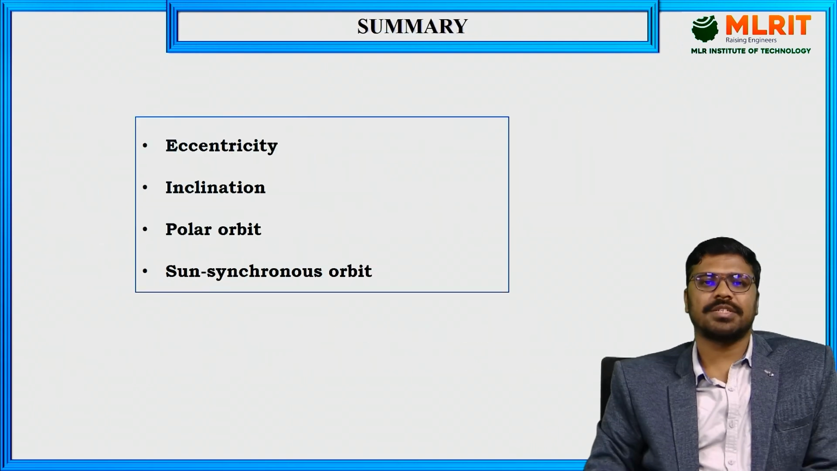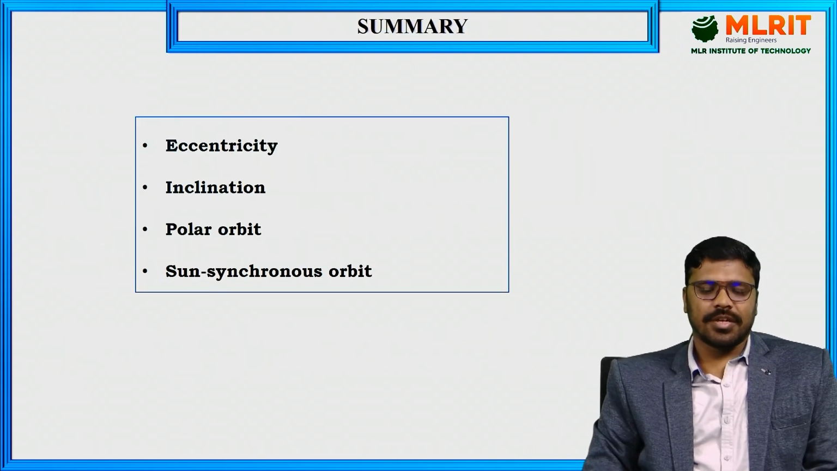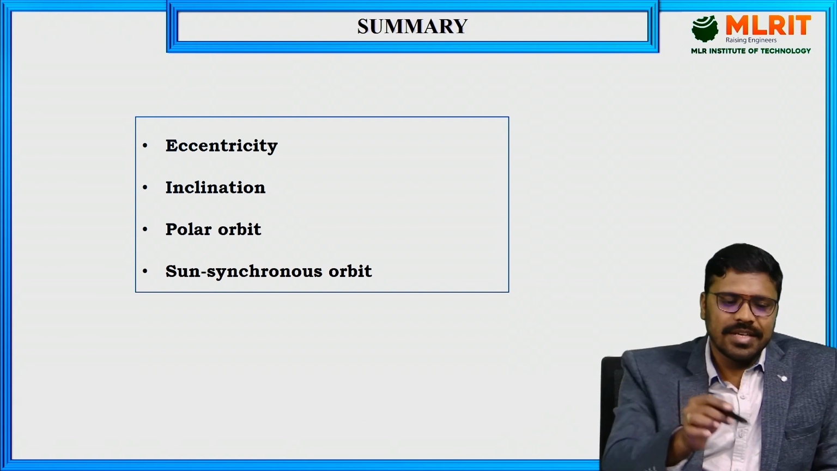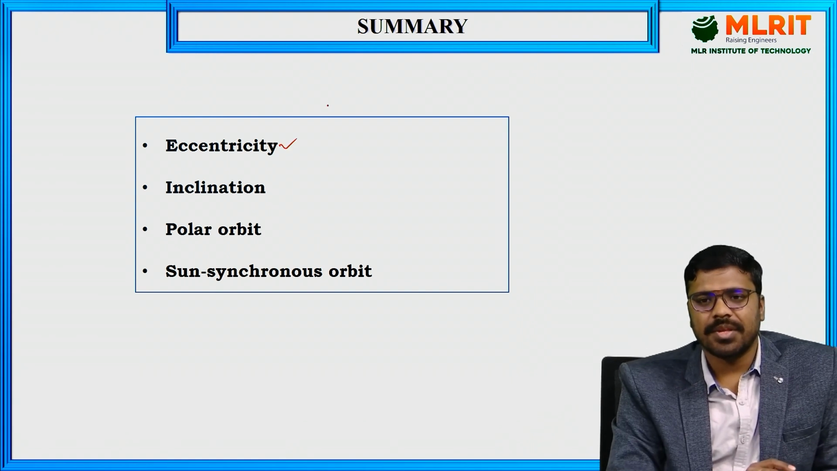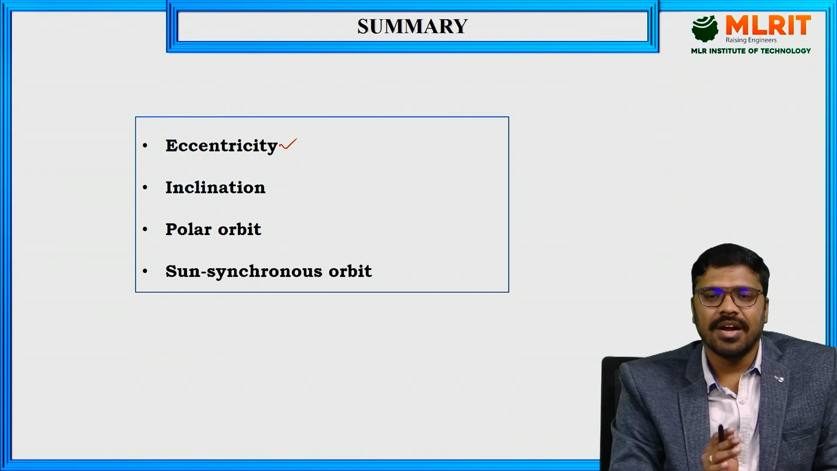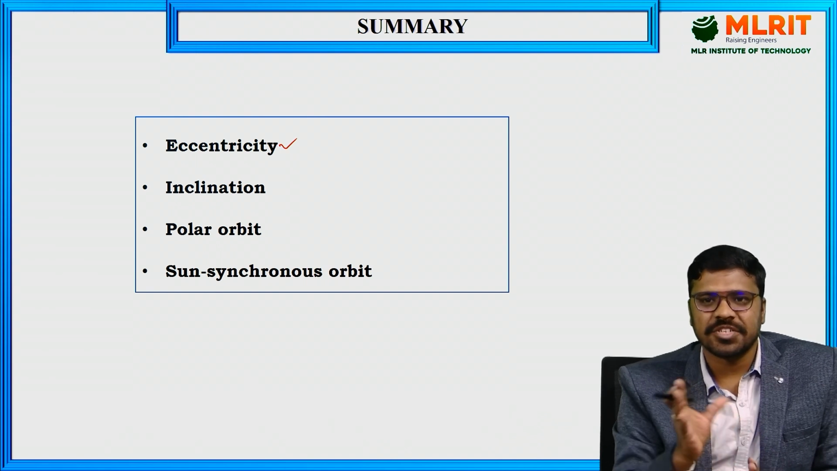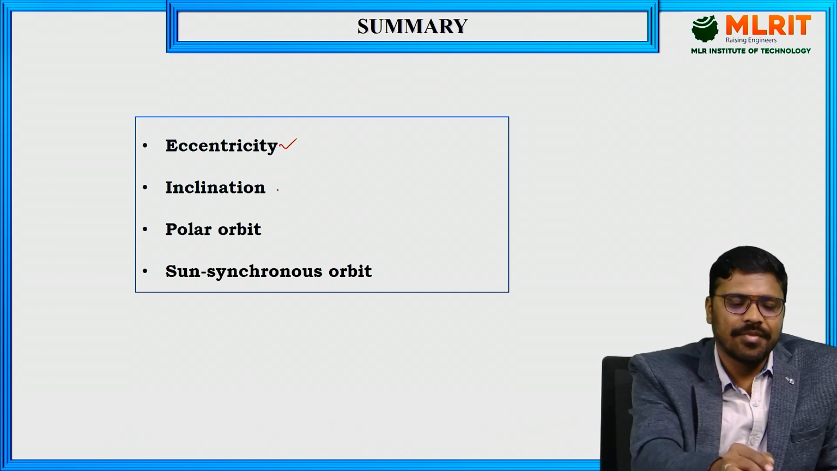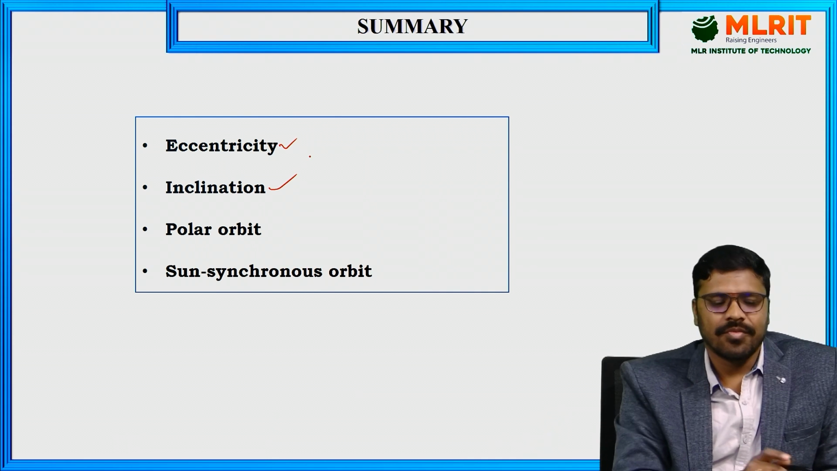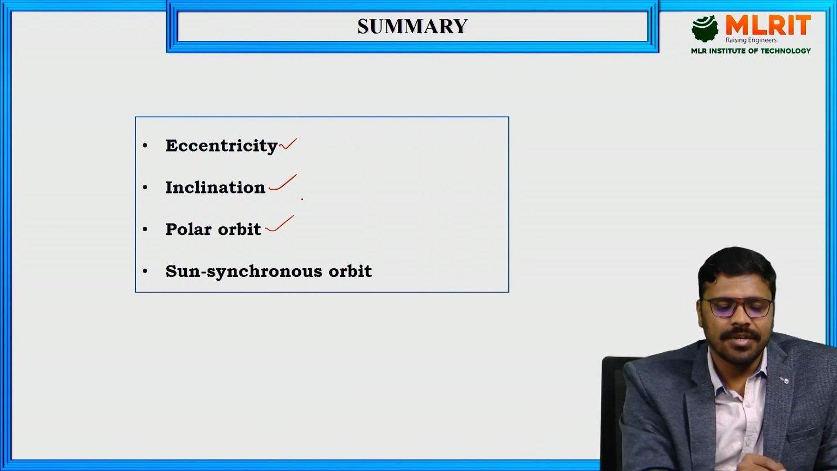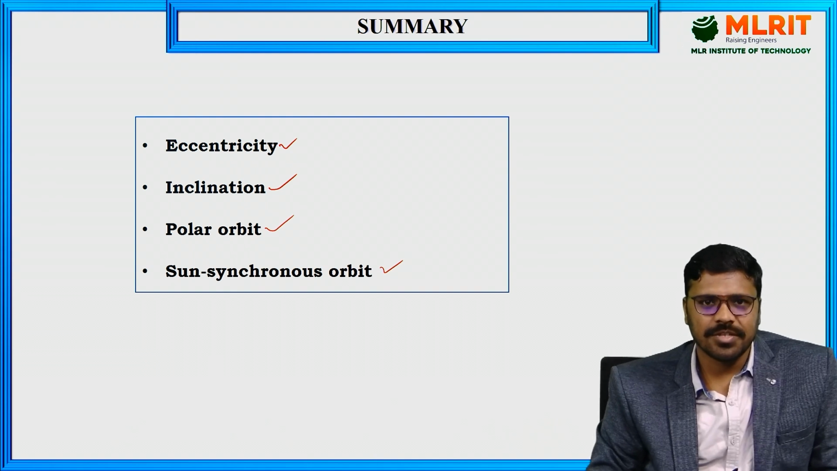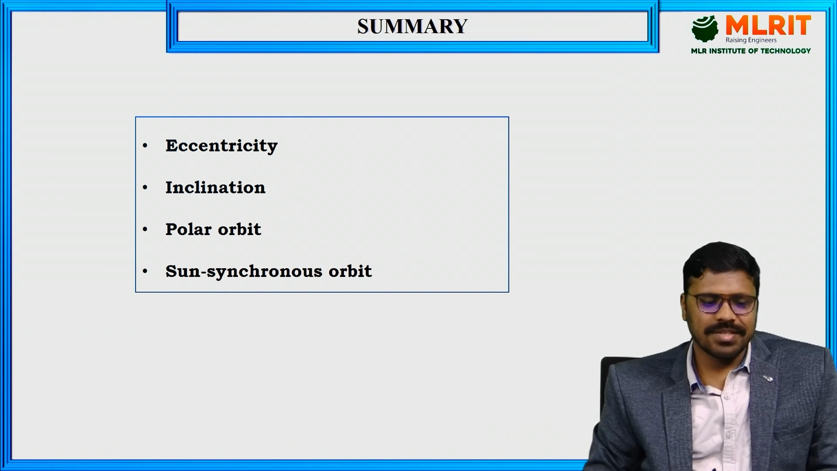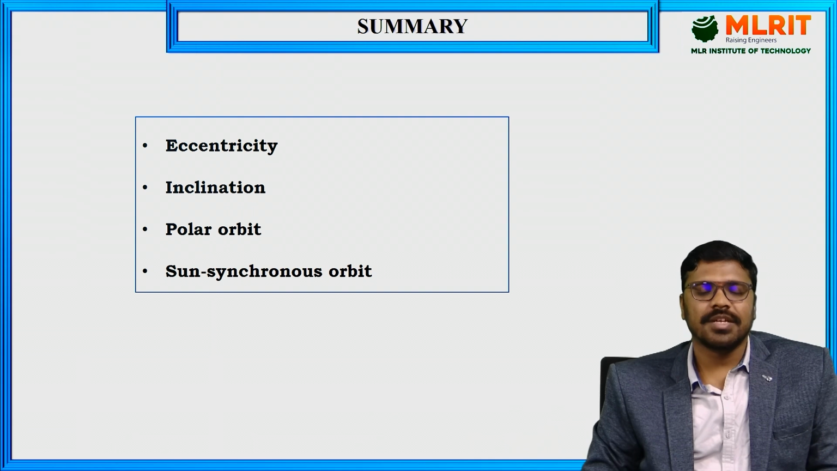Coming to the summary. The topics we have discussed are eccentricity: we went through the definition, the formula, and how eccentricity affects the shape of an orbit. We also went through inclination, the polar orbit, and the sun synchronous orbit and their applications. So this is the summary of today's topic: eccentricity, inclination, polar and sun synchronous orbit.